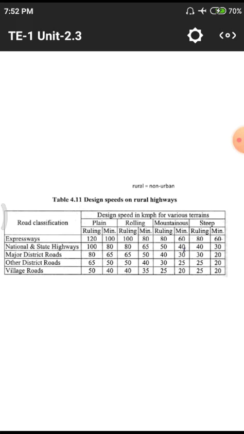Expressways we are having. Normally expressways in plain terrain we are maintaining 120 kmph, and the minimum speed we have to maintain is 100 kilometers. Similarly, in rolling terrains, we have to maintain 100 and minimum of 80. In mountainous terrain, 80, 60. In steep terrains, we have to maintain a minimum 80, 60. Both are same.